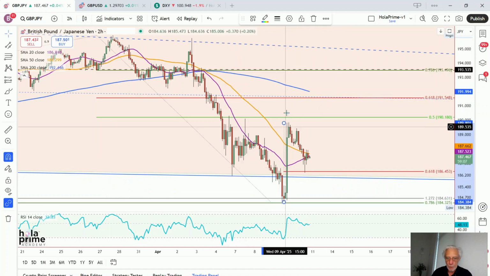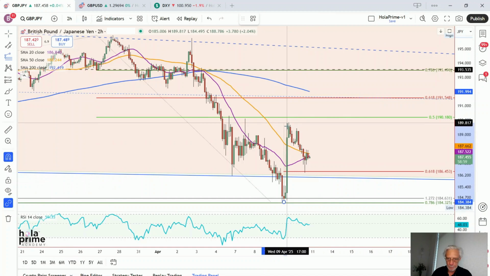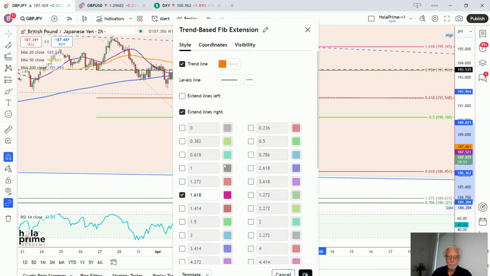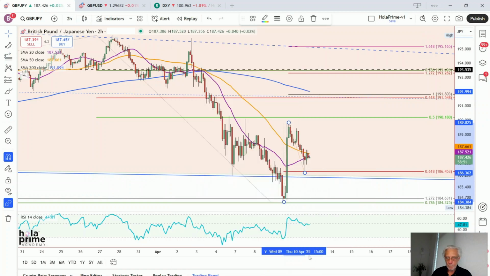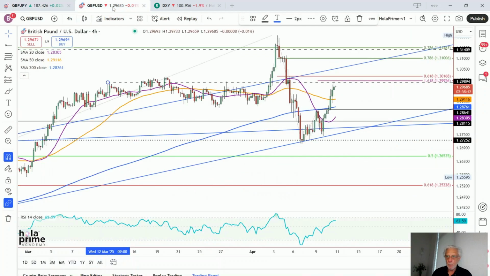Now, since this is a sharp bounce, we have a bit of a flag type pattern here. And if we put on a potential target for that flag, or I'm going to do it as an ABCD pattern, then we get some of these targets coming in right here, starting with the 191.80. So use that along with what I was saying about the 61.8% retracement. Moving on to the pound dollar.